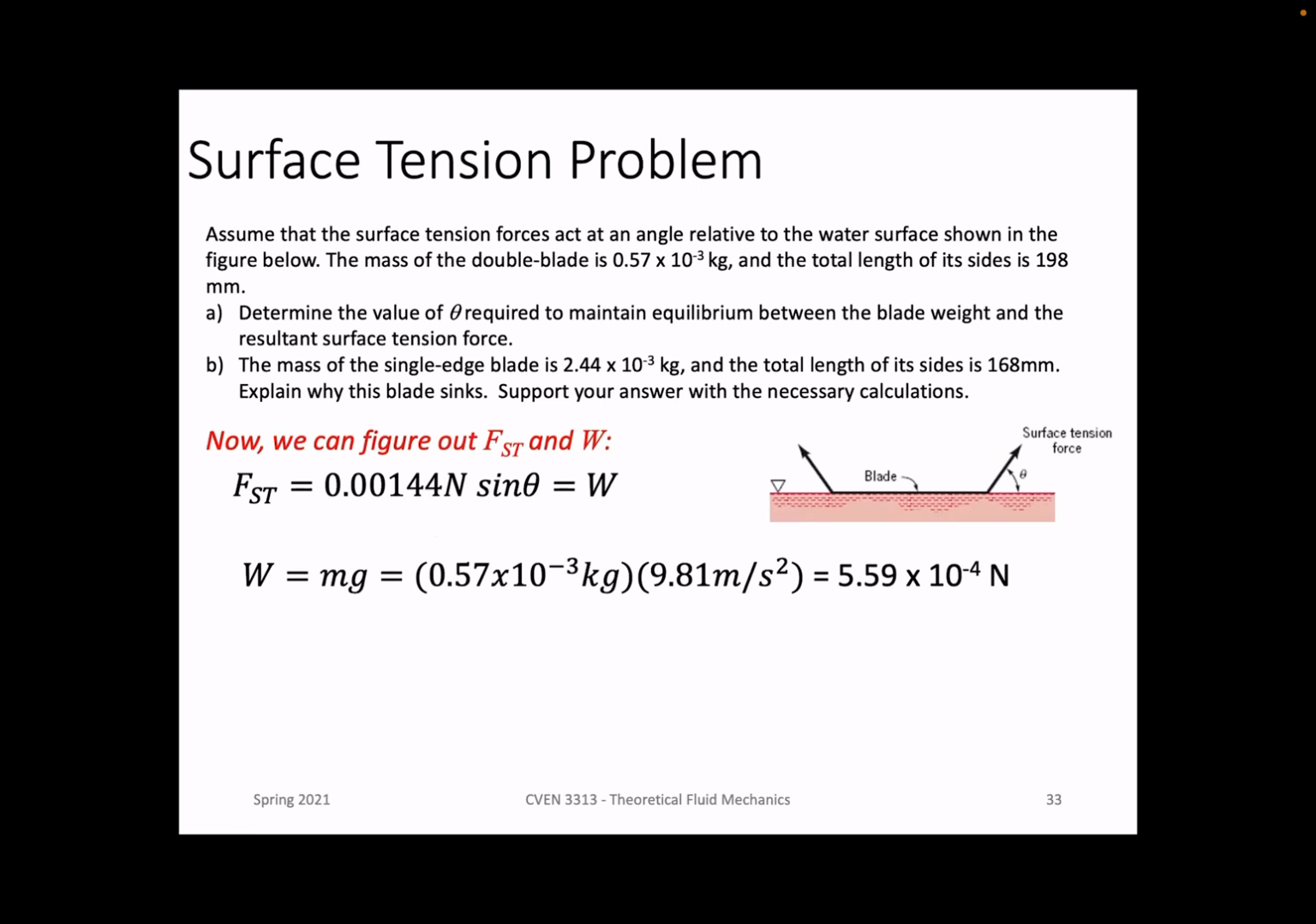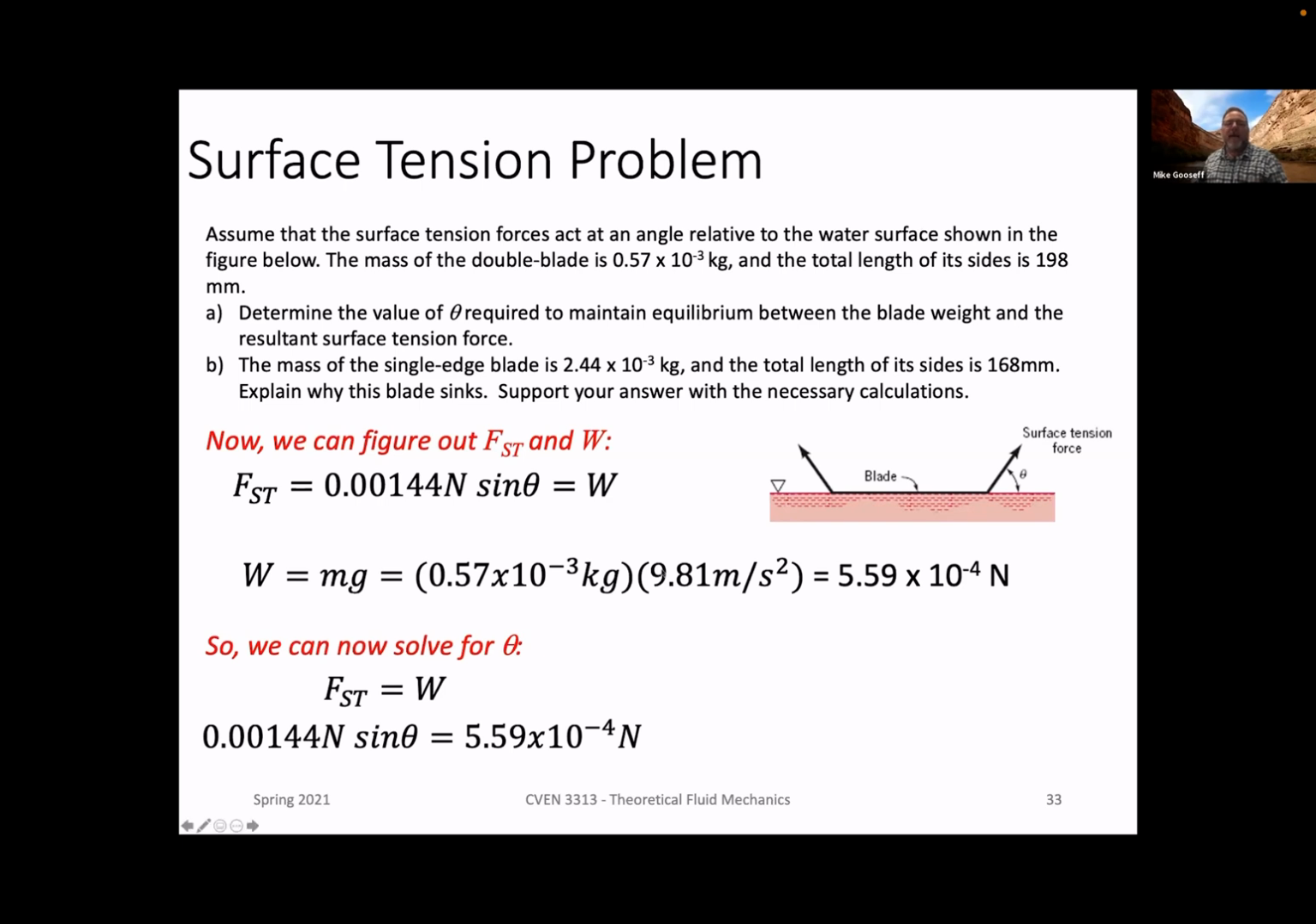In other words, if we put these together, we said the surface tension force is equal to the weight, and that's the vertical component of the surface tension force: 0.00144 newtons times the sine of theta is equal to 5.59 times 10 to the minus 4 newtons. One thing I probably shouldn't have done, this is more or less in scientific notation, and these are not. I could have done 1.44 times 10 to the minus 3. So apologies for that.